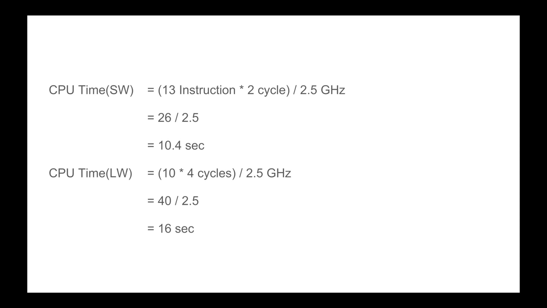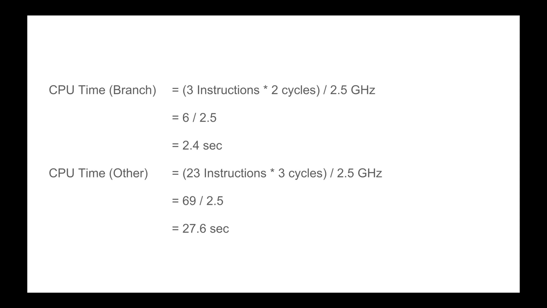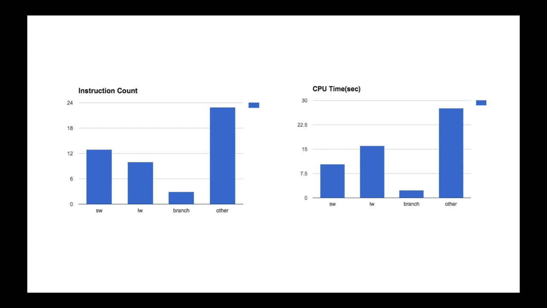The CPU time for store word was the 13 instructions times 2 cycles divided by 2.5 gigahertz, which is my computer's clock frequency. And I got 10 seconds for that one. For load word, we had 16 seconds. Branch, 2.4 seconds. And other instructions, we had 27.6 seconds for the CPU time. This is a graph that illustrates the instruction count and the CPU time.